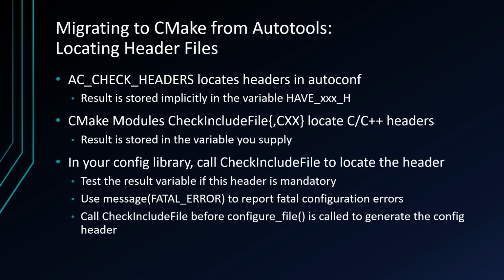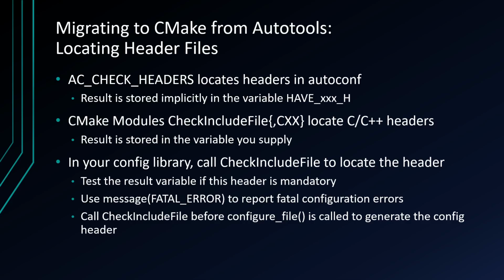CMake includes modules CheckIncludeFile and CheckIncludeFileCXX. The only difference is whether they're running the C compiler to determine if the header can be found, or if they're running the C++ compiler to determine if the header can be found. Otherwise, the functionality is the same. And the result is stored in a variable that you supply, so you're not forced into a HAVE_WHATEVER_H variable. You can use any variable name you want. And I think in Autoconf, there's optional arguments that let you specify the variable name. It just defaults to that. Most of the time, people just use that default.